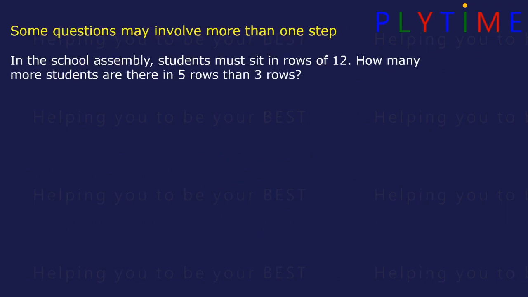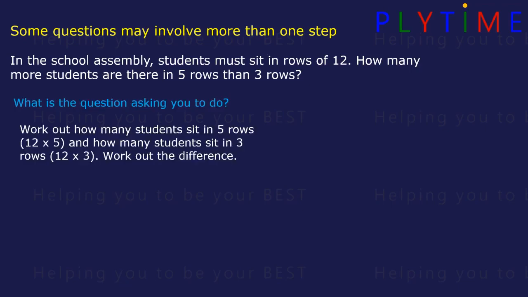In the school assembly, students must sit in rows of 12. How many more students are there in 5 rows than 3 rows? What's the question asking you to do? Work out how many students sit in 5 rows, 12 times 5, and how many sit in 3 rows, 12 times 3, and then work out the difference.